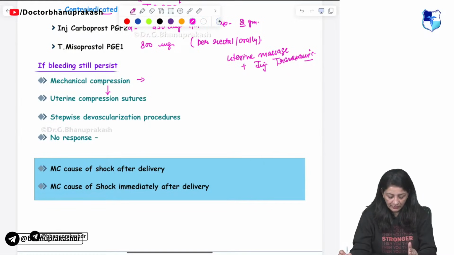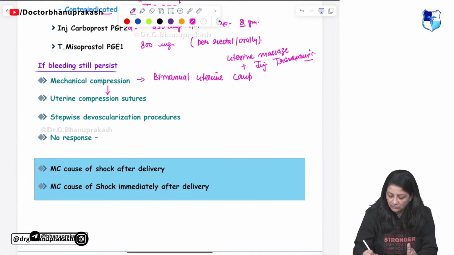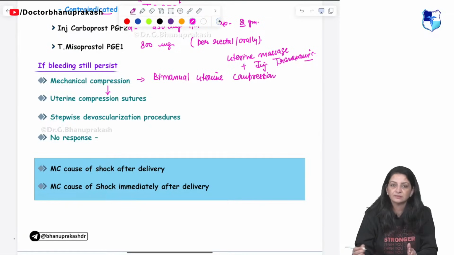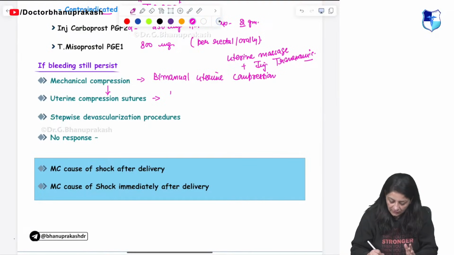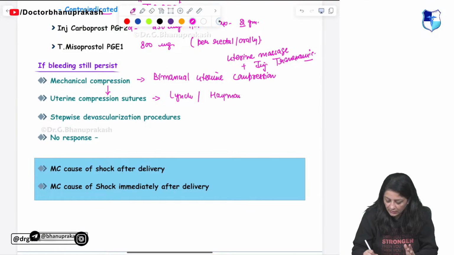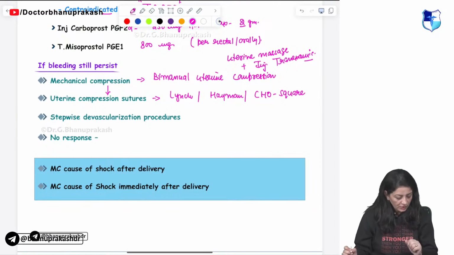Then next step, if bleeding persists, mechanical compression, bimanual uterine compression. Then uterine compression suture, a surgical intervention. We can give Lynch suture, Hayman suture and Cho-square sutures for the compression of the uterus.